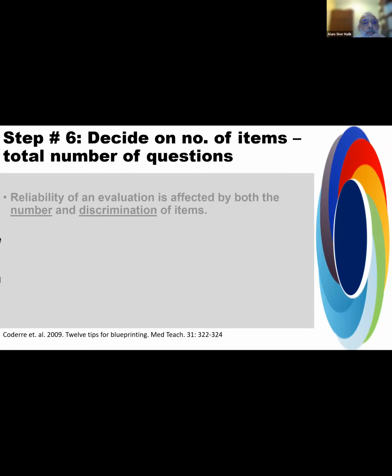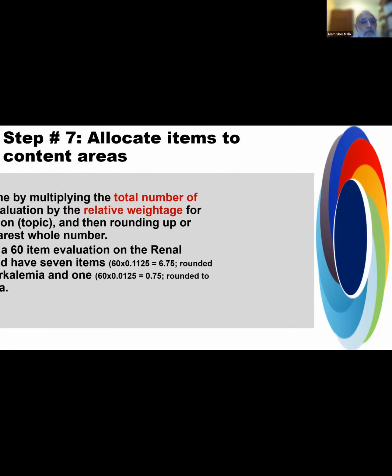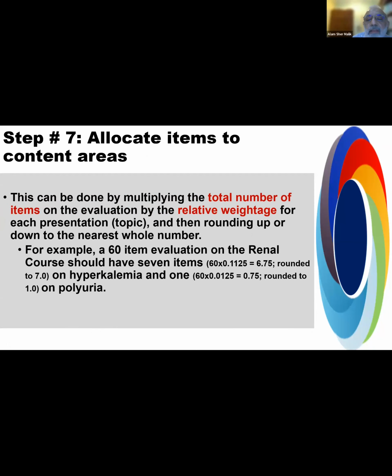So this can be done by multiplying the total number of items on the evaluation by the relative weightage, which we have done earlier as well. For example, a 60 item evaluation on the renal course should have 7 items, because if you remember the relative weightage was in that table 0.1125, and we multiply by 60. So that gives us 6.75, which can be rounded to about 7 questions.